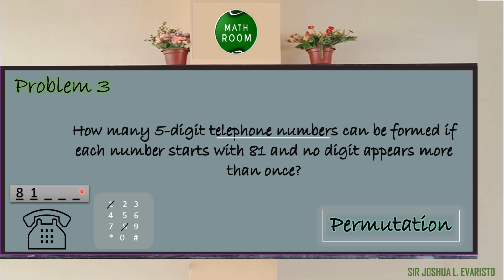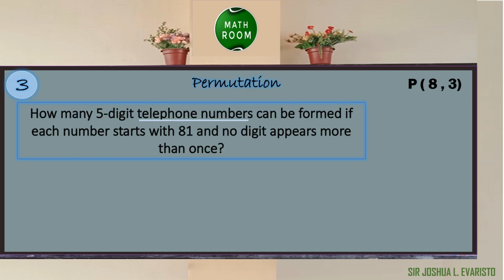in a telephone number. Thus, we can solve this using permutation of 8, 3, since we have 8 digits available for the 3 remaining digits in a telephone number. Since the problem can be solved using permutation of 8, 3, hence our n is equal to 8 and r is equal to 3. Let us use the formula for permutations of objects, which is permutation of n, r is equal to n factorial over quantity n minus r quantity factorial.